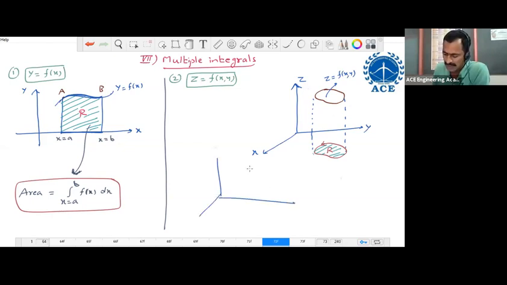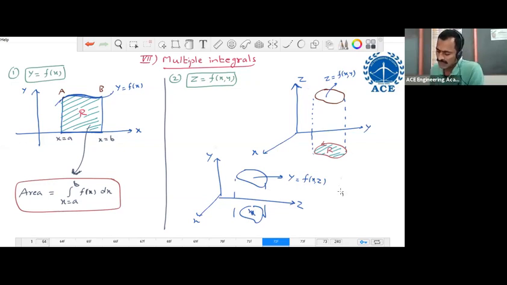Suppose the object is like this. Some object is in space. Its equation is y equal to f of xz. The function is like this, y equal to f of xz. Then its projection will be on the xz plane only. Suppose we have a function like this, x equal to f of yz, then the projection of the surface of the object should be on the yz plane only. So here also f is a function of x, that is why its projection is on the x-axis only.